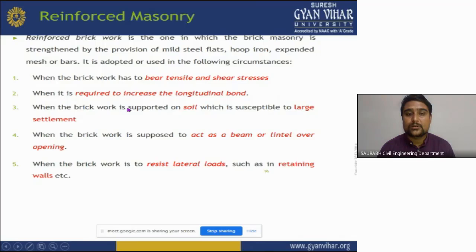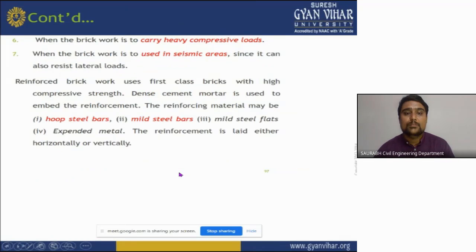It is adopted or used in the following circumstances: when the brickwork has to bear tensile and shear stresses, when it is required to increase the longitudinal bond, when the brick is supported on soil which is susceptible to large settlement, when brickwork is supposed to act as a beam or a lintel over an opening, when the brickwork is to resist lateral load such as in a retaining wall, when brickwork carries heavy compressive load, and when brickwork is used in a seismic area since it can also resist lateral load. So these were the uses of reinforced brick.